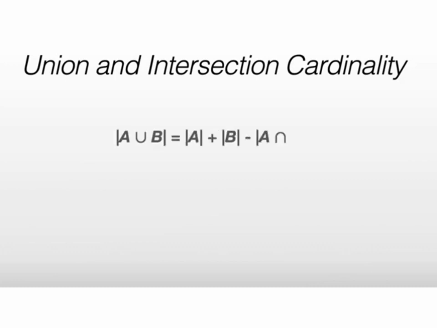The identity is usually written as the cardinality of the union of A and B is equal to the cardinality of A plus the cardinality of B minus the cardinality of the intersection of A and B. Also, because we're taking away the cardinality of A intersect B, we can also write this as an inequality: the cardinality of A union B is less than or equal to the cardinality of A plus the cardinality of B.